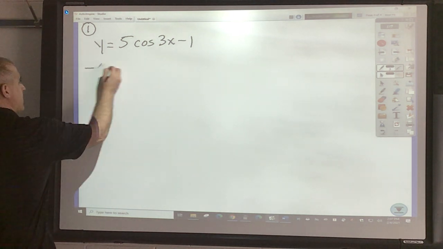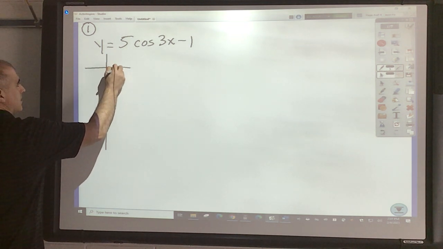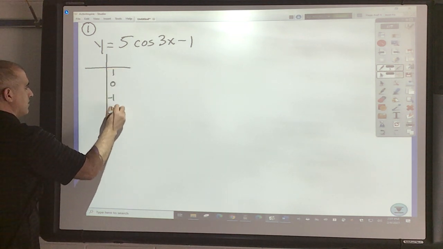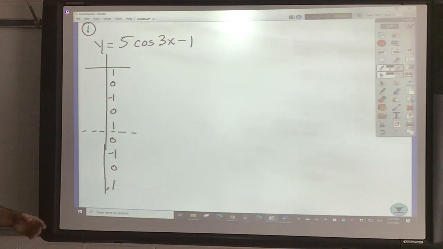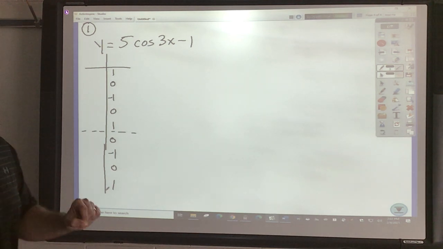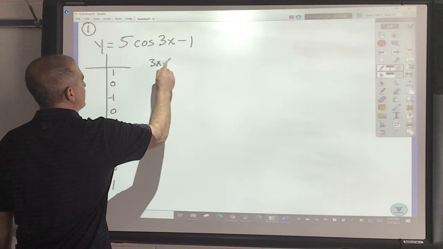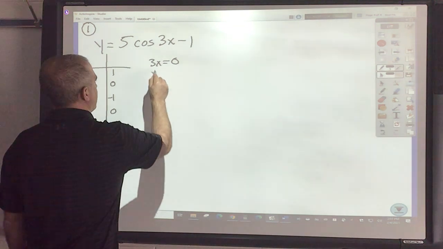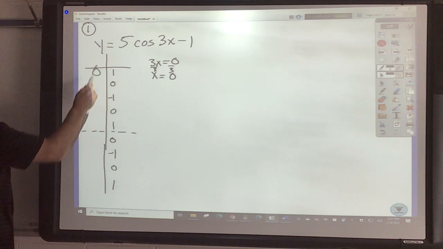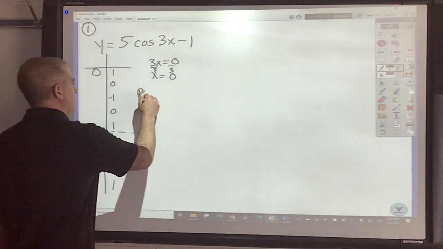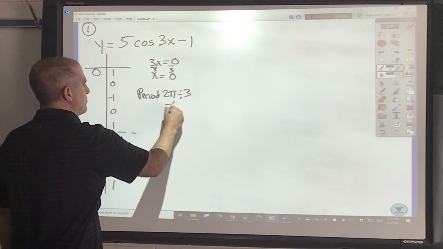So, start the same way. Okay, I've got values of 1, 0, negative 1, 0, 1, 0, negative 1, 0, 1. Now, someone said, Mr. Evans, do I put 3x minus 1 set equal to 0? No, because the only thing there would be 3x. So I'm going to set that equal to 0. So I would divide by 3, x would be 0. Okay, so there is no phase shift. I still got to figure out the period. The period is 2 pi divided by the number in front of x, which is 3, which is 2 pi over 3.